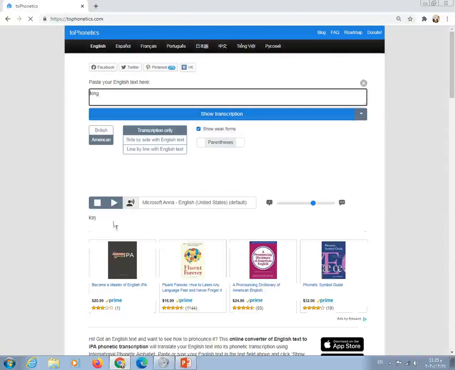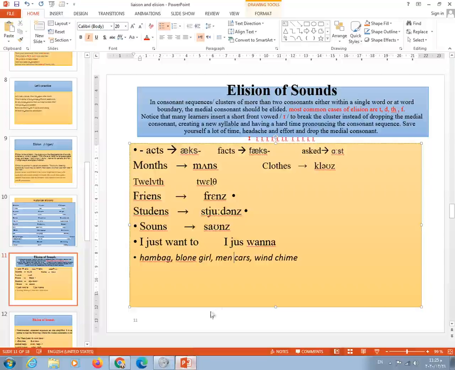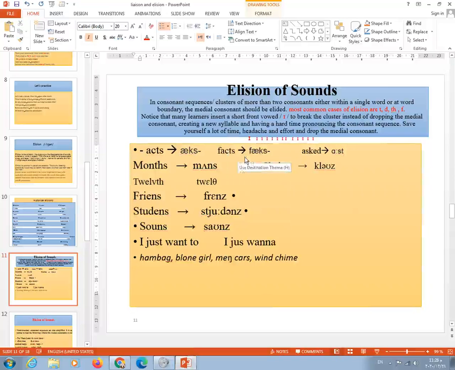Okay, yes. This one, I'm going to delete the n and add... yes, it becomes "men cars". The cars become "man cars".